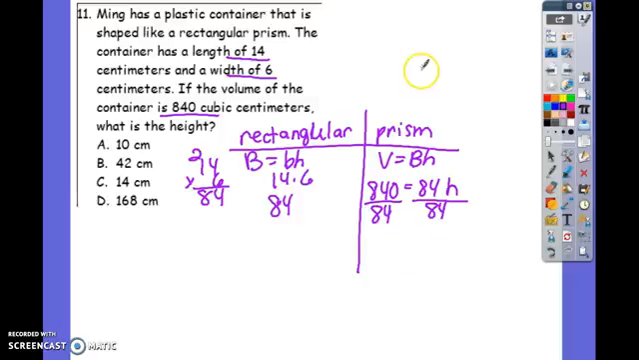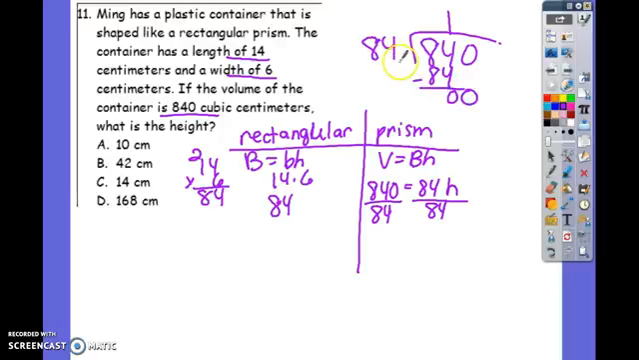So I'm going to need to divide by 84. Now if I divide 840 by 84, 84 is going to go into 84 once. Once times 84 is 84. Subtract and get 0, bring down the 0. 84 goes into 0 0 times. 0 times 84 is 0. Subtract and get 0. I'm done, and I am at my decimal.